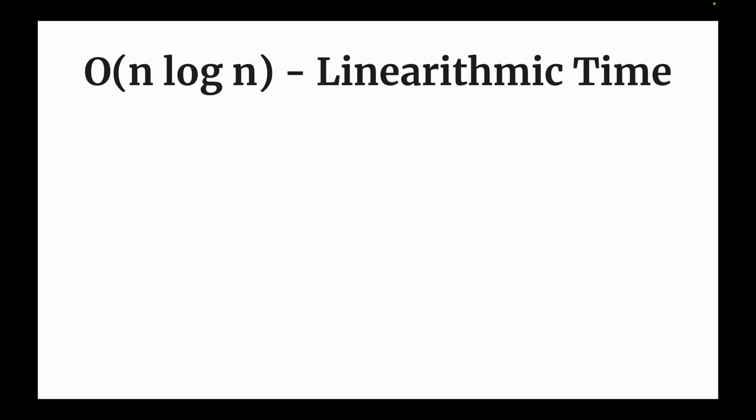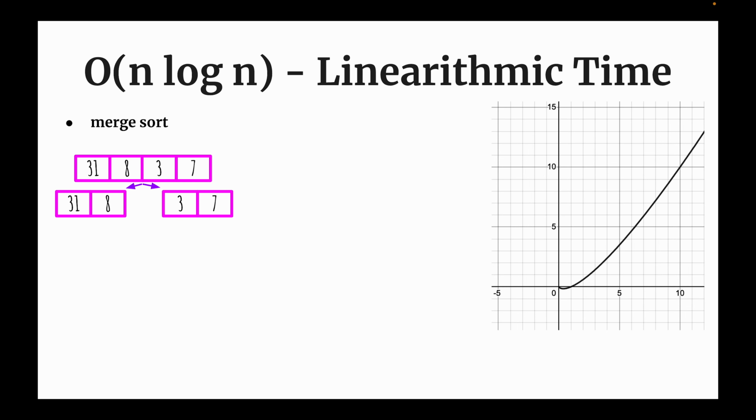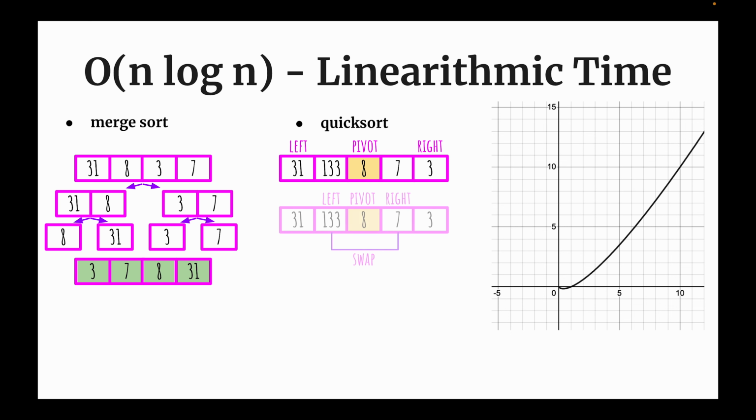The next in our list is big O of n log n, or linearithmic time. The algorithm's runtime grows in proportion to the product of the input size and the logarithm of the input size. And the examples include sorting that utilizes a divide and conquer strategy, such as merge sort, where the input is repeatedly divided into smaller subarrays, which are then merged into a sorted manner, or quicksort, which partitions the input based on a chosen pivot element and recursively sorts the resulting subarrays.